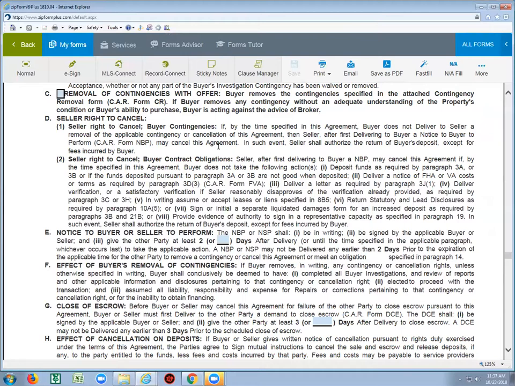Number 8, provide evidence of authorization of the signed and represented capacity as specified in paragraph 19. In such event, the seller shall authorize the return of the buyer's deposit except for fees incurred by the buyer. That is if you are signing as the trustee, power of attorney, or signing for a company, LLC. If you want to buy using an LLC, company name or corporation, or you are the beneficiary of the trust, or the power of attorney, this is a form you need to sign.